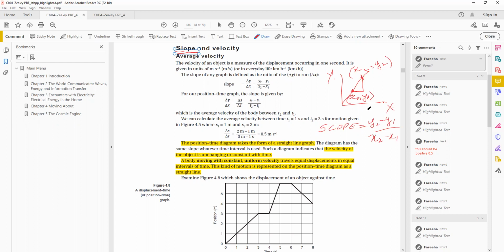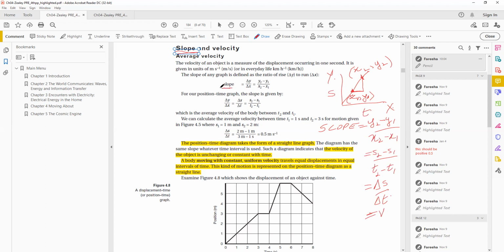And if this is a position time graph or a displacement time graph, we know displacement is s, this is time, then this is equal to s2 minus s1, since y is s, or the position, it can be x in whatever it is. And x2 minus x1 will be t2 minus t1. So the slope in a position time graph is equal to delta S over delta T, which is the velocity. So if you have a position time graph, you can use the slope to find the velocity. So that's the first important concept.